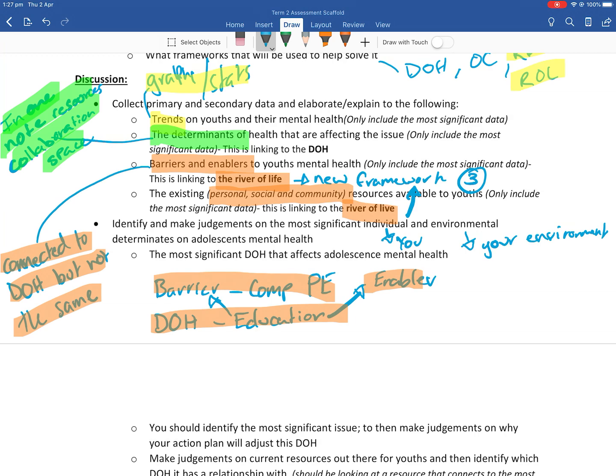So this assessment is very much individual. You need to make sure that you collect your own primary data. There'll be parts that are very similar, but there'll also be parts that are different. So the way that I'll be able to judge that your assessments are different is from your primary data. Most of you will end up using very similar secondary data resources.